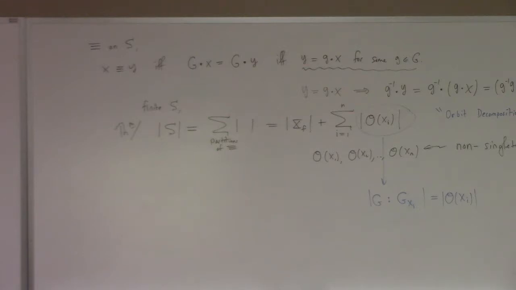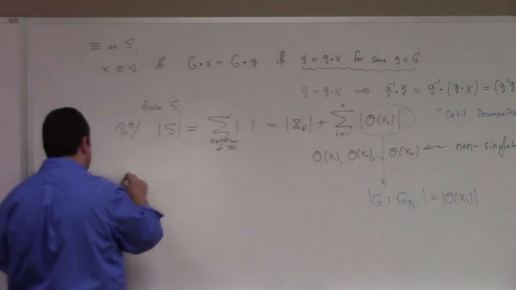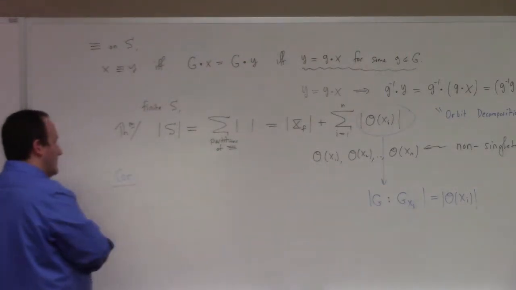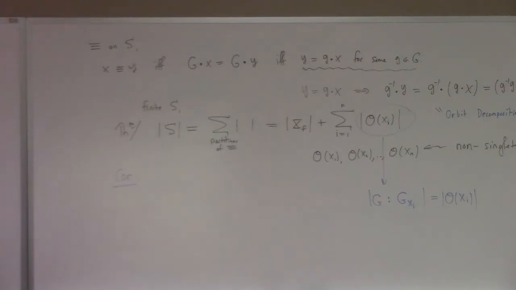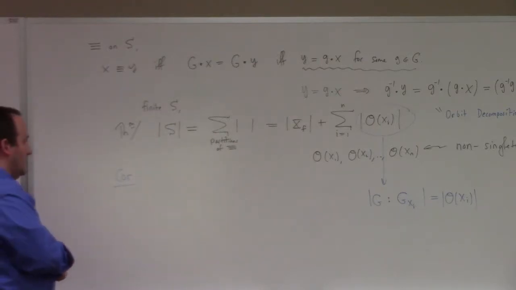So let's get back to my example from the old notes. What's the orbit stabilizer theorem? The order of G equals the order of the orbit. Let's see here.